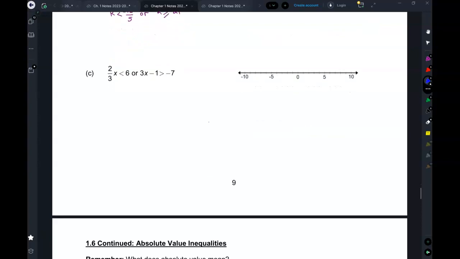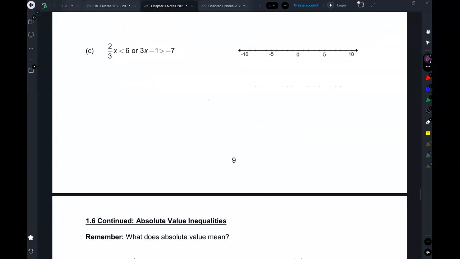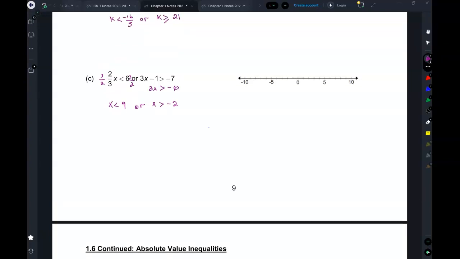Okay, let's take a look at this next one. So here I'm going to multiply by 3 over 2. So I'm going to get that x is less than how much? 9. Here I'm going to add 1. And then I get x is greater than negative 2 and an or in the middle. Okay, so take a look at this one. X is less than 9.